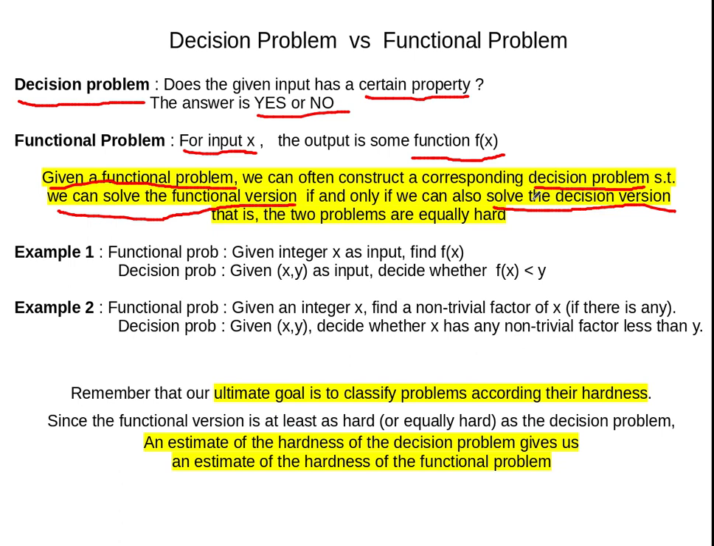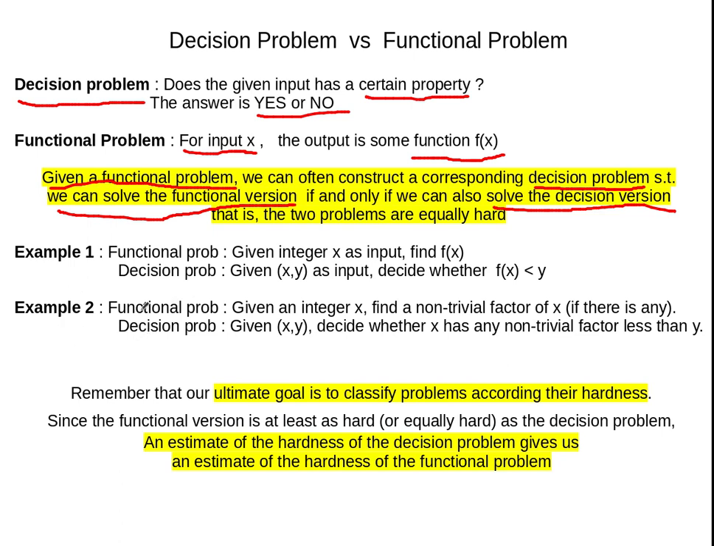Okay. To give you an example, take this functional problem: given an integer x as input, find some function f(x). Suppose this function is some monotonically increasing function of integers or something. A corresponding decision problem could be: given a pair of integers x and y as input, decide whether f(x) is less than y or not.